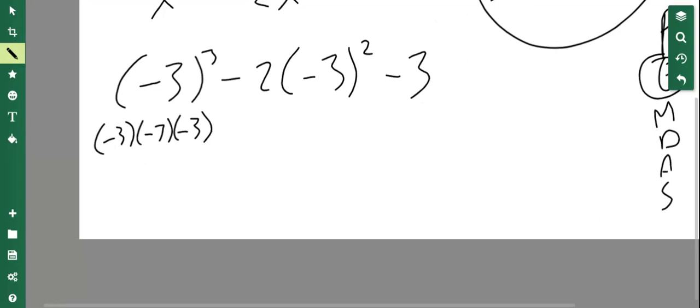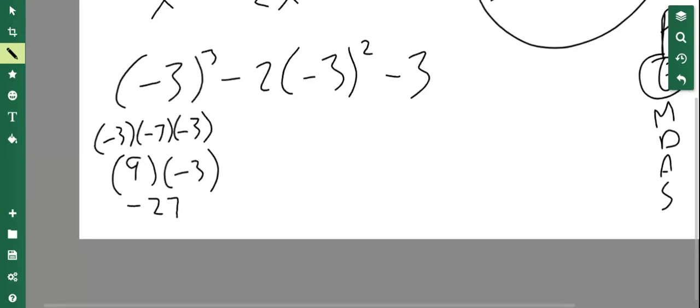That's positive 9, right? Negative 3 times negative 3, same sign, positive. But then when you do negative 3 times 9, that becomes negative 27. Why? Because we're multiplying two numbers with different signs. So it's always going to give us a negative.